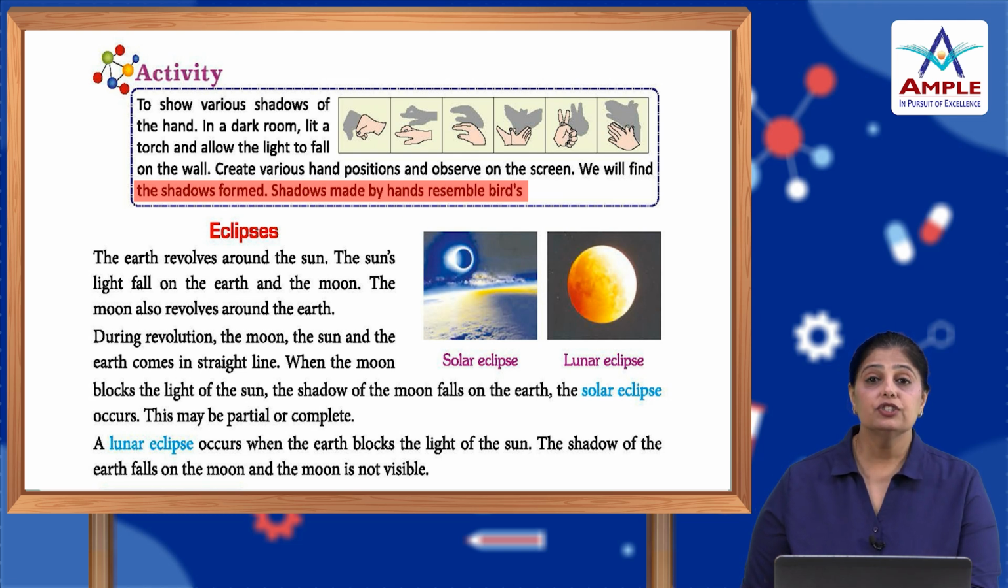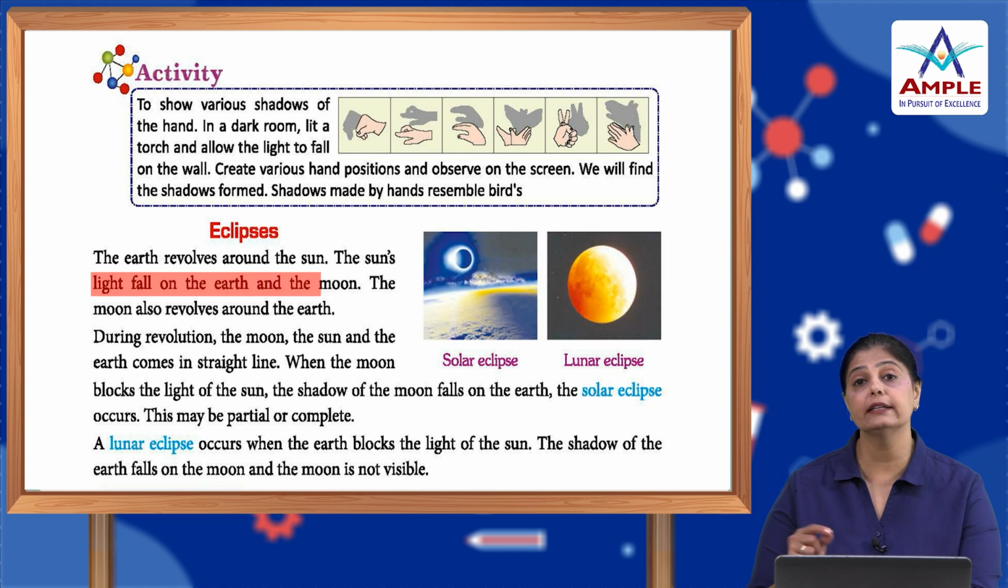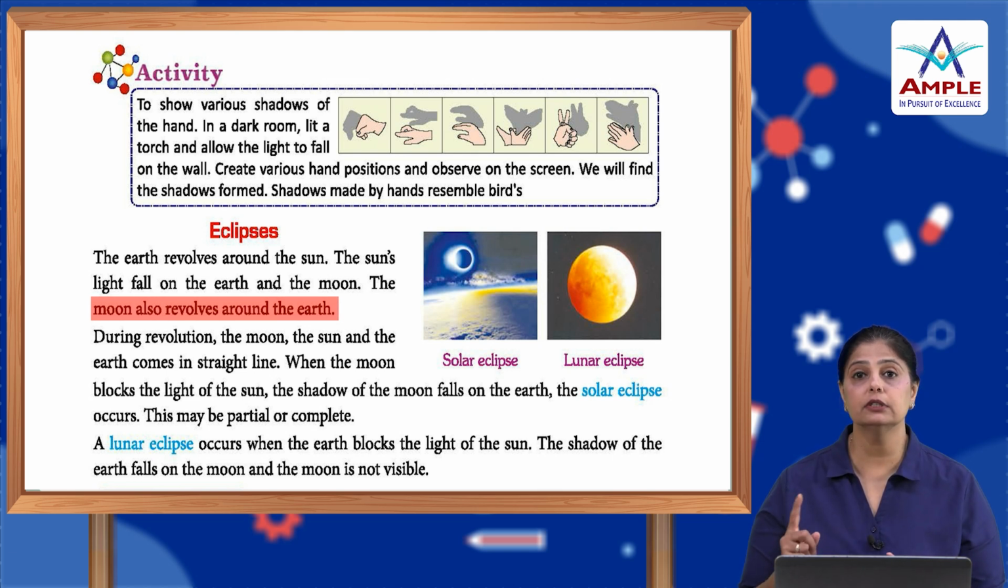Now children, you must have heard about eclipses. Mother must have said that, oh, today is the eclipse. Now what is this eclipse? Eclipses happen because the earth revolves around the sun. The sun's light falls on the earth and the moon. The moon also revolves around the earth. So the earth revolves around the sun, the moon revolves around the earth, and the sun's light falls on what? It falls on the moon as well as on the earth.